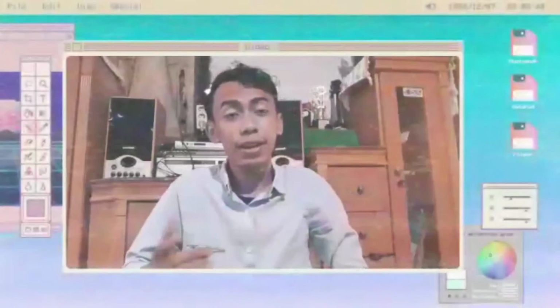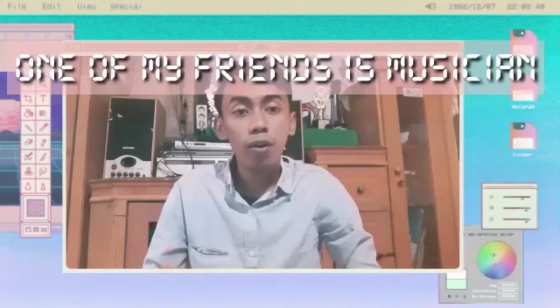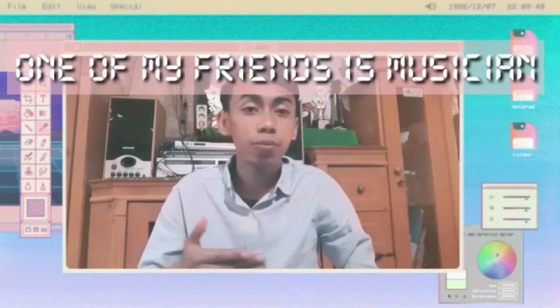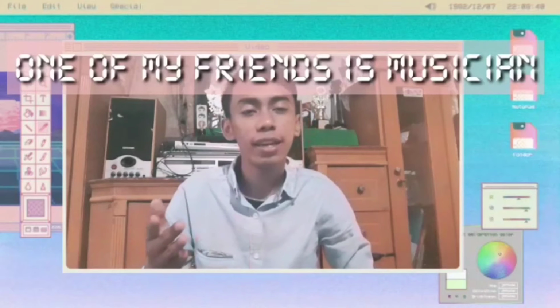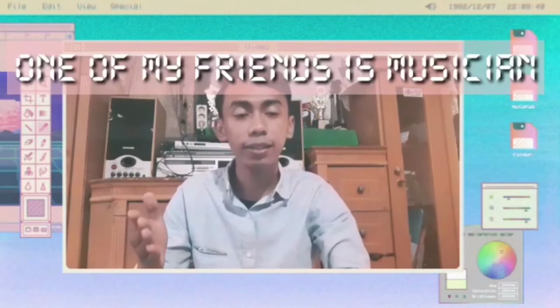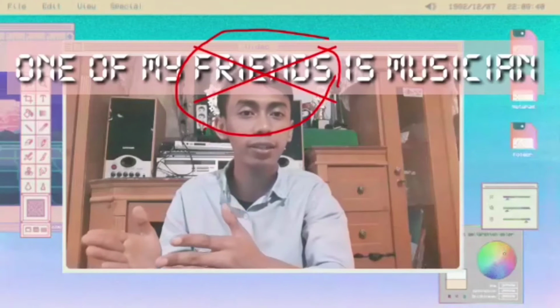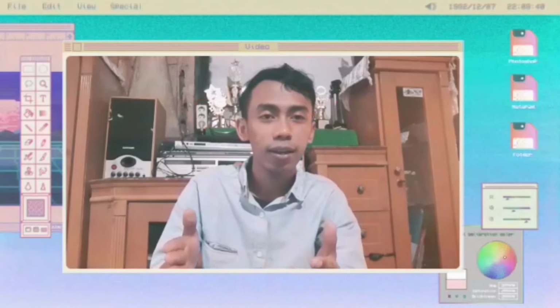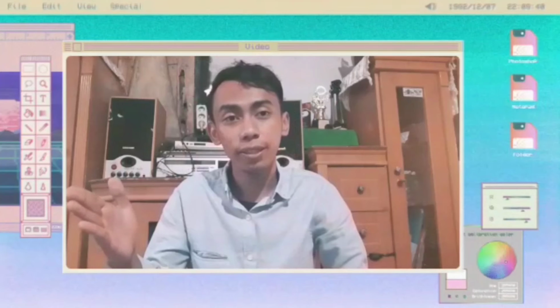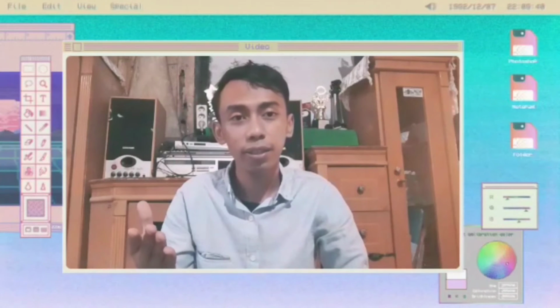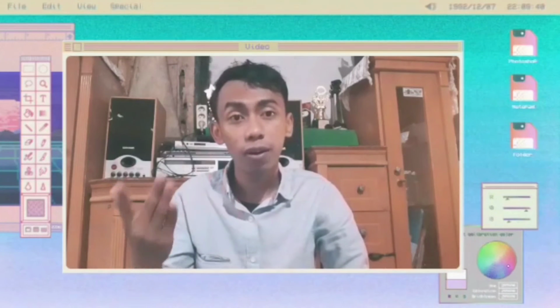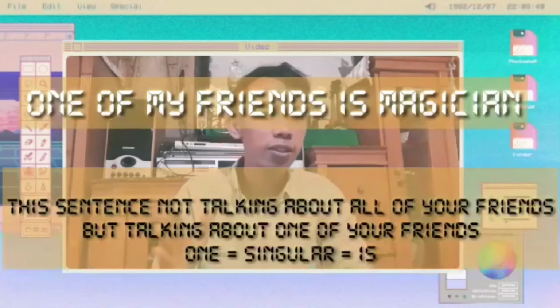Okay, let's go to the next example. One of my friends is a musician. Why are we using is in this sentence? Because friends here is not the subject, and the real subject is one. That means it is singular. They're not talking about all your friends here. They're talking about one of your friends.